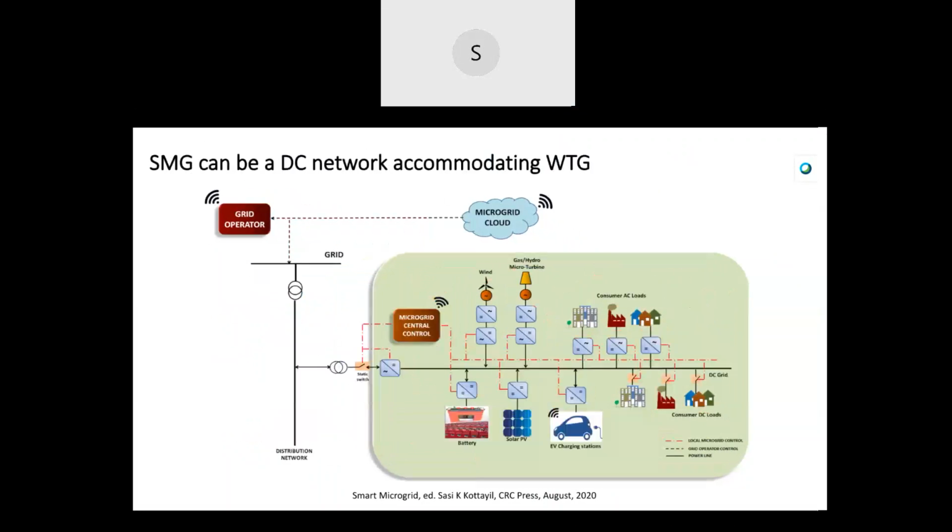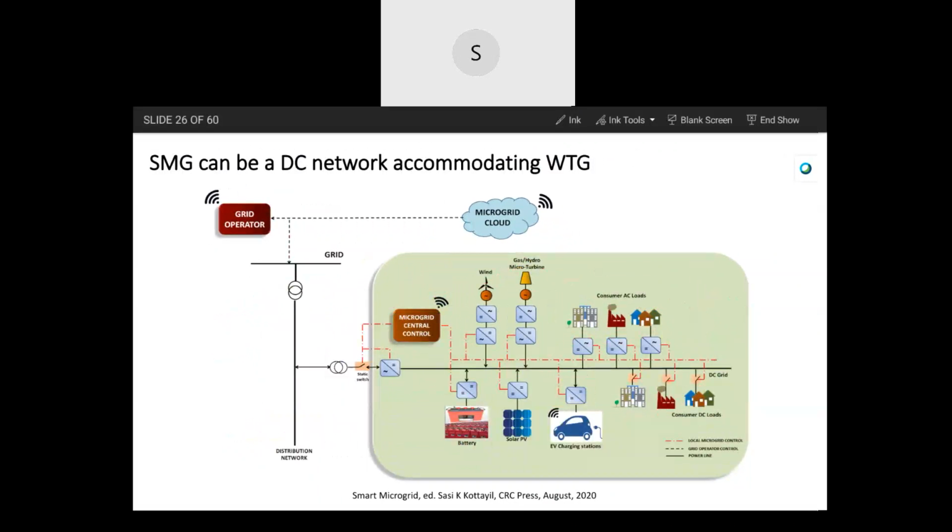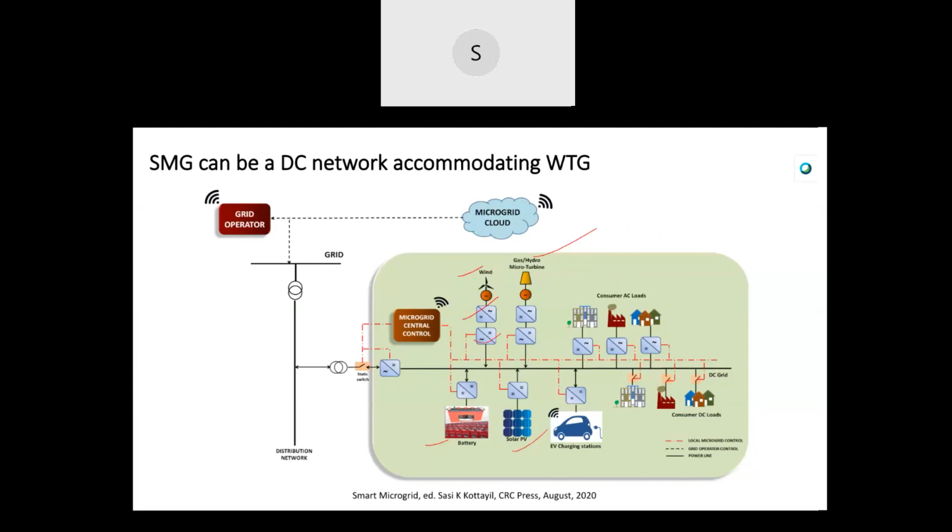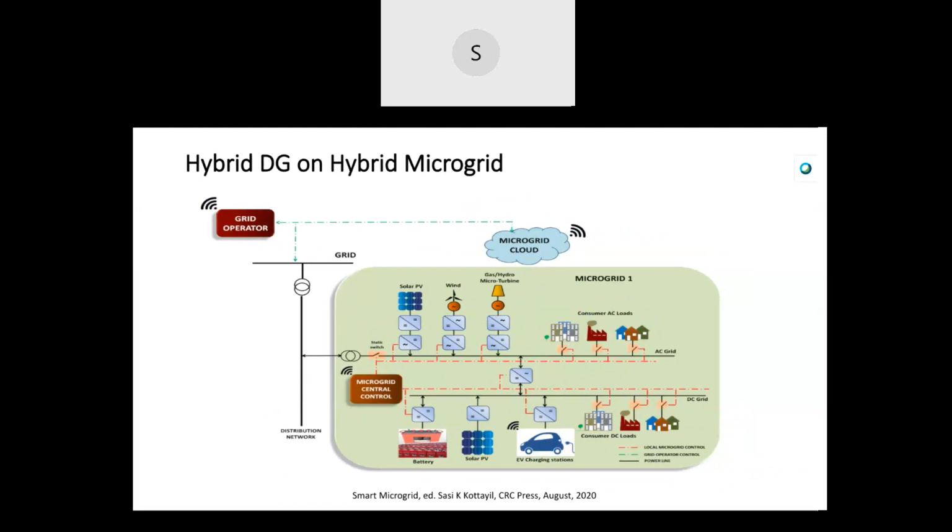Or even it can be a DC microgrid. A DC microgrid also will be having multiple hybrid sources, solar, wind, hydro, with battery storage, as explained. Similarly it can be grid connected or islanded. That is possible. Here also wind is possible. See the small wind turbine that is having a rectifier first. So this is for hybrid distributed generation on a hybrid microgrid network.